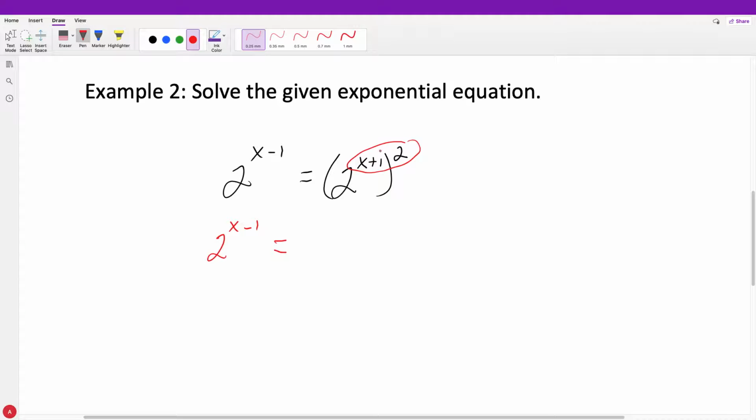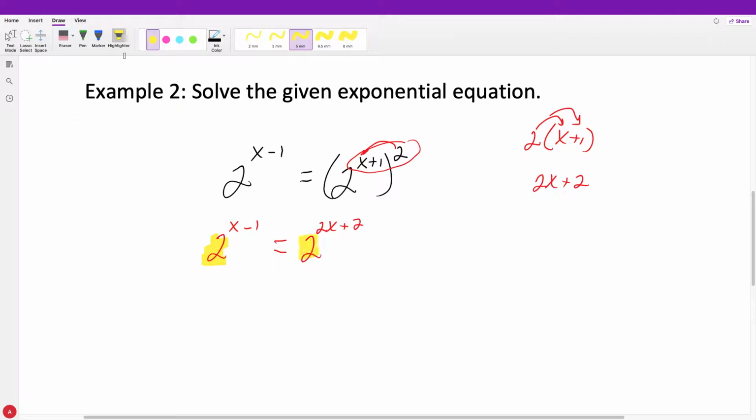So our rule is power to a power we multiply. So then all of this power would have to be multiplied by this 2. So we need to make sure that we are multiplying 2 times x plus 1, which then gives us 2x plus 2. Right, so now we have 2 to the 2x plus 2 power. So make sure that you are following our rules before you start setting things equal. Now that we have the same base, we can go ahead and set our powers equal to each other.